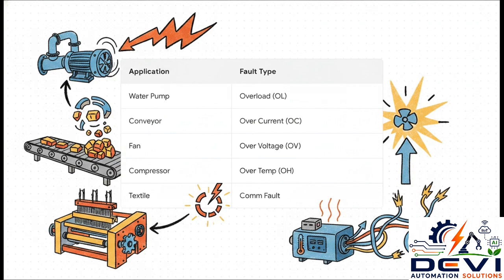To really lock this in, let's look at some real-world industrial case studies. Think about a water pump. It frequently experiences a motor overload, or OL, if debris clogs up the impeller. A conveyor belt, notorious for overcurrent, OC faults, especially when too much product is suddenly dumped onto it. Industrial fans very often trigger overvoltage, OV faults, if they're allowed to coast to a stop too fast. Compressors, working in super hot environments, are incredibly prone to overtemperature, OH faults. And in highly automated spots, like the textile industry, communication faults happen all the time, simply because heavy machine vibration physically disrupts the network cables.